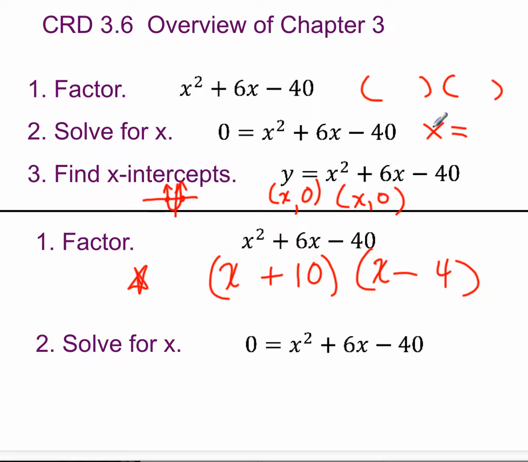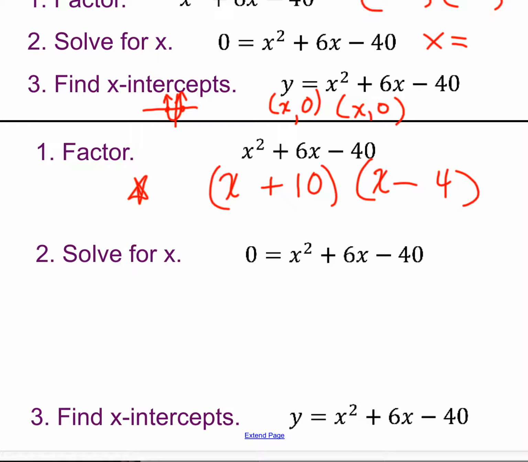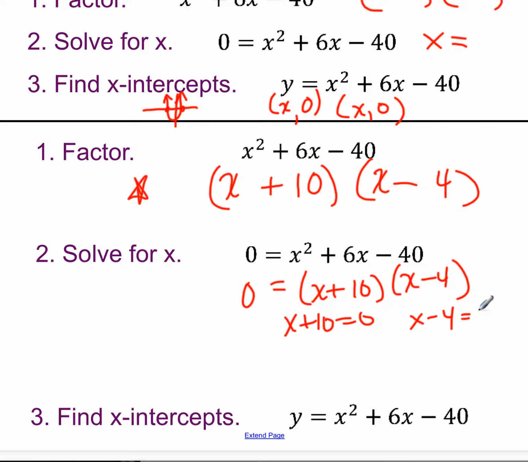Okay, next one. I have solve. It's already in standard form. Guess what I do? Oh my gosh, it feels like the same question. First I have to factor, but now I'm asked to solve. Many students leave their answer like this and then they lose points because they have not told me what x equals. When it says solve for x, I want to know what x equals. So I said x plus 10 equals 0, x minus 4 equals 0, and I solve and I get negative 10 and positive 4. That's my answer. Two answers: x equals negative 10 and positive 4.